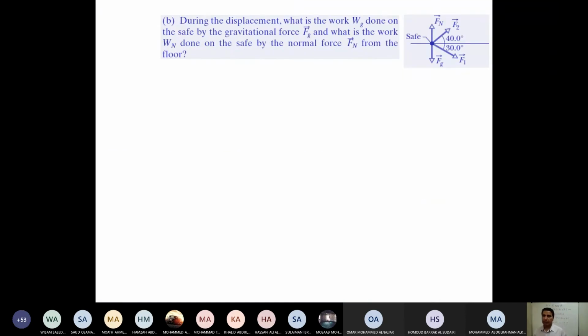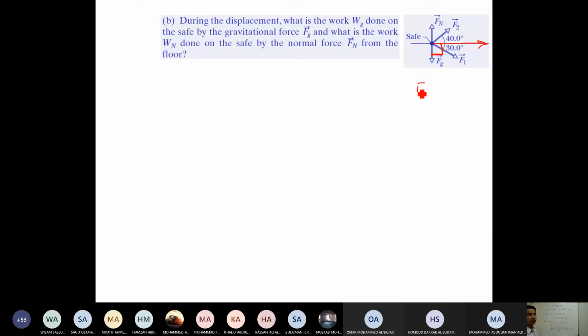Now, in this case, during the displacement, what is the work done by the gravitational force on the safe, and also what is the work done by the normal force on the safe? If the object was going in this direction along the x-axis, and we look for the components of the gravitational force along the x-axis, how much is it? 0. Because the cosine of the angle, either fg cosine 90, or for the lower one minus 90, in both cases the cosine is 0, therefore we are getting this component 0.